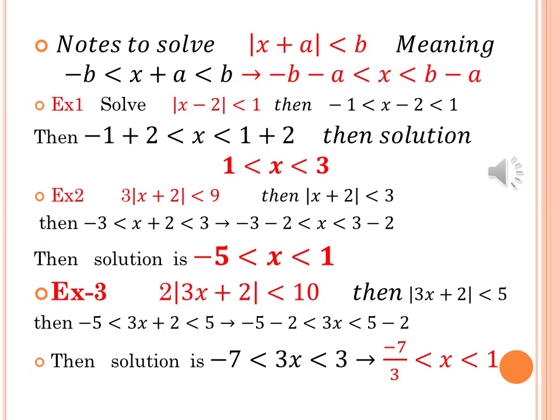Moving plus 2 to both sides, it becomes negative 2. So negative 5 minus 2 is negative 7. On the right-hand side, 5 minus 2 is 3. But inside is 3x, so 3x greater than negative 7 and less than 3. Divide all by 3. So negative 7 over 3 less than x less than 1.